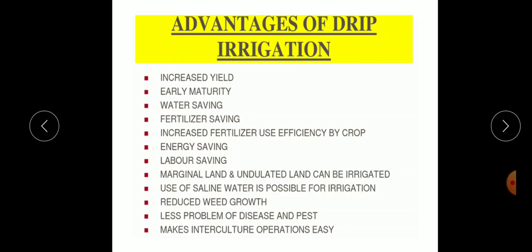So listen students. First one is increased yield. Second, early maturity. Third, water saving. Fourth, fertilizer saving. Fifth, increased fertilizer use efficiency by crops. Next, energy saving, labor saving, marginal land and uneven land can be irrigated. Use of saline water is possible for irrigation. Reduced weed growth, fewer problems of disease and pests, makes intercultural operations easy. So all these are the advantages of drip irrigation.